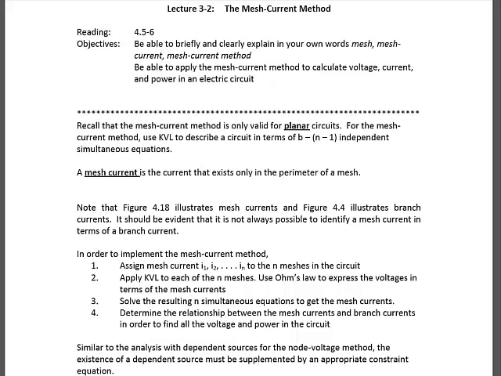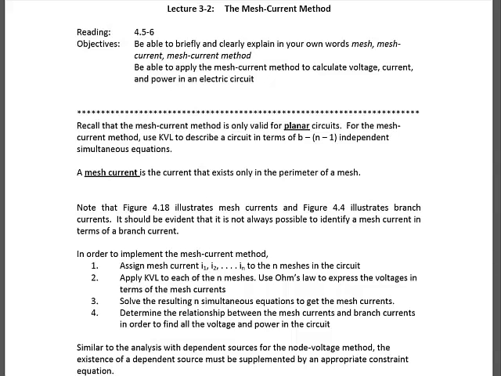We use KVL in order to solve these circuits, and remember, you can only have the number of independent simultaneous equations equal to the number of branches minus the quantity, the number of nodes minus 1. A mesh current is the current that exists only in the perimeter of a mesh, and it may not necessarily be a branch current. This is something that sometimes confuses students. To see examples of mesh currents and branch currents, please see Chapter 4 in your textbook.